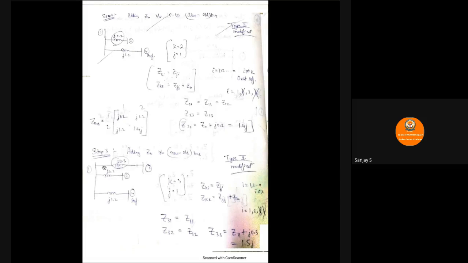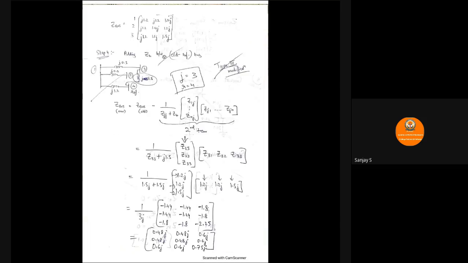After that, he has asked us to add between 3 and 1. So between 1 and 3, if we add, 3 is new bus, 1 is old bus. So between new and old, it becomes type 2 modification. So K will be 3, J will be 1. Since type 2 is being repeated, the same approach and formula will be used, numbers will differ. So once this is done, we'll be getting this as our final Z bus.